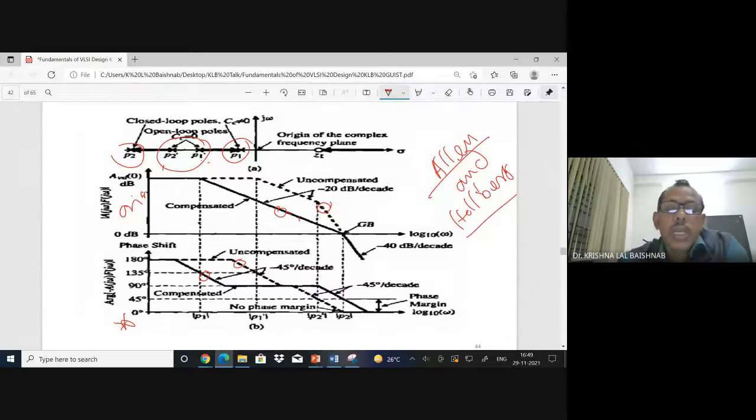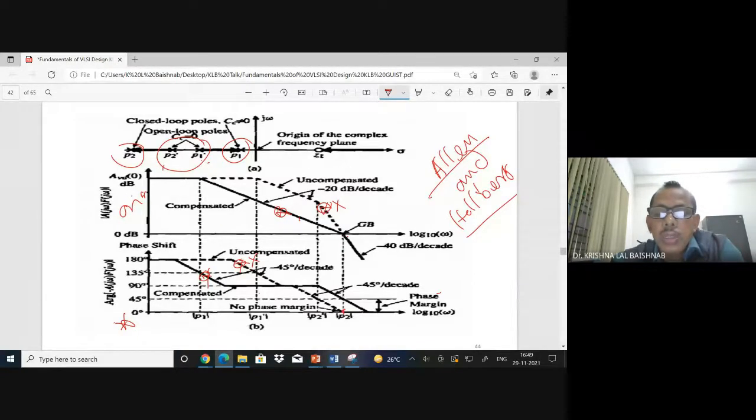This is the original one. I'll make a mark, and here is the compensated one. What is the meaning of that? If I take the original one, your phase margin is 0, because phase margin means what happens when gain is 0 dB, at that frequency. You see that your phase is 0, so phase margin is 0.